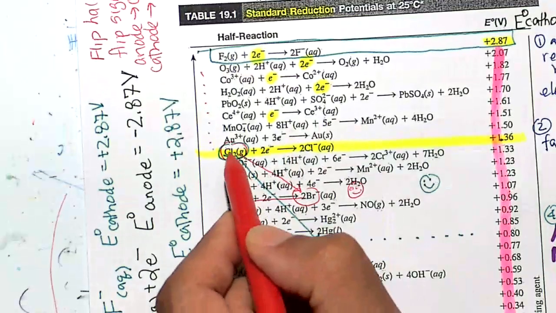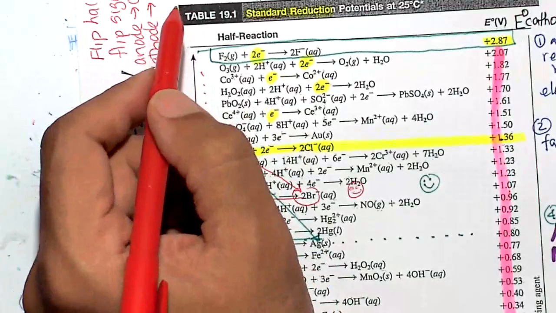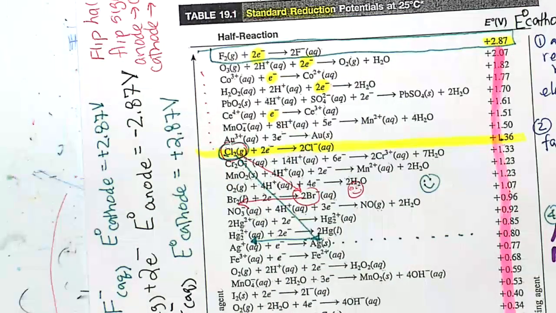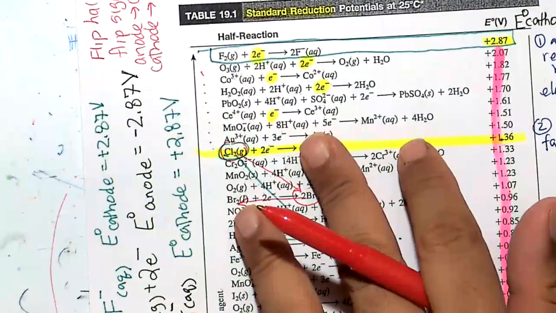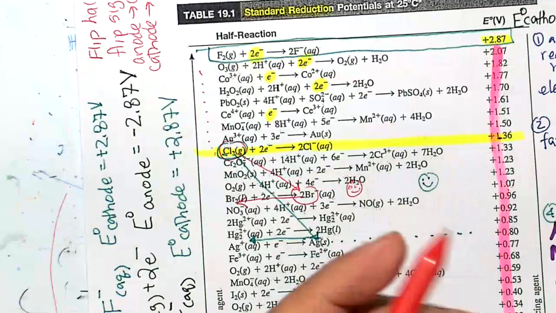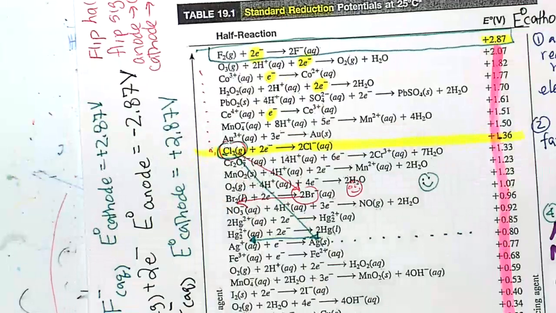So the one you choose, anything above it, keep it the same. The one you choose, flip it. Or the one you choose, anything below it, flip it, and keep the one you chose the same. These are the only two situations where you can get a positive voltage.